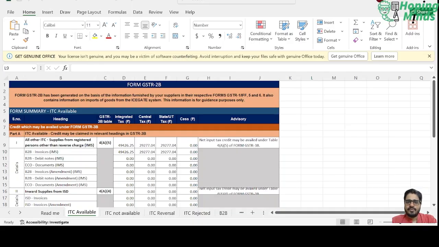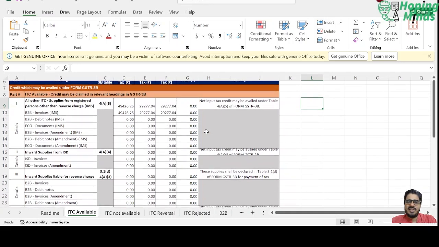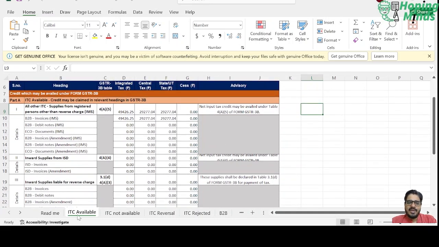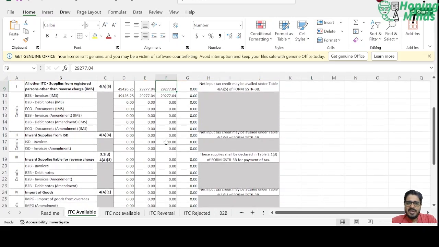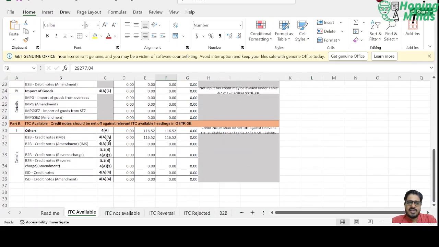This is the GSTR-2B downloaded from the GST portal. So here are the different tabs. Here we have ITC available. In the first column, all other ITC supplies from registered person other than reverse charge. Here is the amount 49,426.25. This is as per the GSTR-3B return, but here we can see there is a difference of certain amount, that is 29,277.04 and 29,277.04. So there are some differences and the reason for such differences is credit notes.